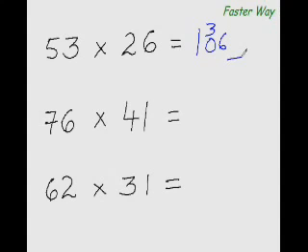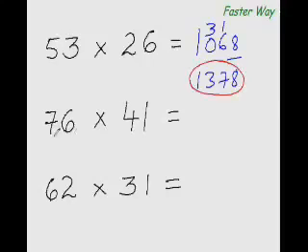Now for the last digit, all you need to do is multiply the last digits together. So 3 times 6 is 18. So write 1 here, 8 here. 10 plus 3 is 13, and this would be 78. This is our answer. Now you try to do this one.